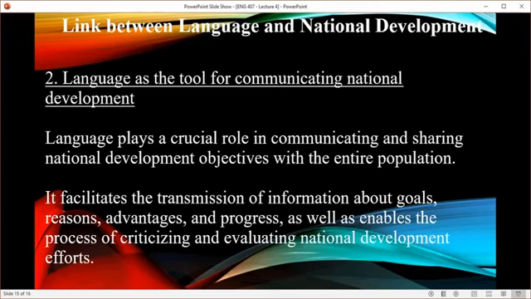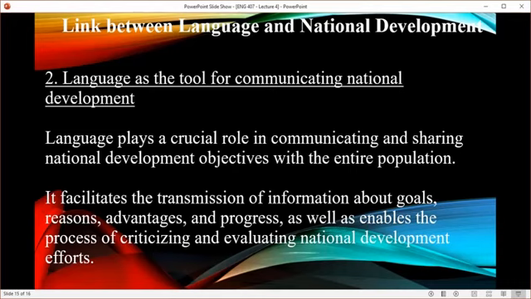Another way by which there is a link between language and national development is that language is or can be used as the tool for communicating national development. Whatever the country is looking forward to achieve within a very specific time, whatever the goal the country has set towards arriving at national development is not expected to be limited to individuals, in this case government, working towards achieving that. This has to be disseminated to the citizens of the country.